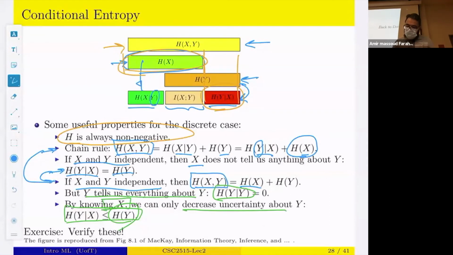This one? For the first one, H is always non-negative, sorry. Can't we just say that since it's the negative of the log, it is the summation of the negative of the log, and the log will always be negative since it's the log of a probability, which is less than 1? So it is negative times negative. Yeah, I'm not saying that this is difficult to prove.